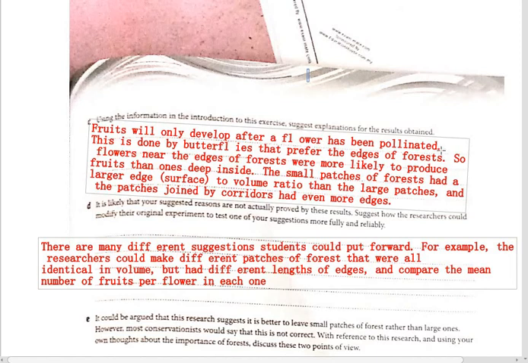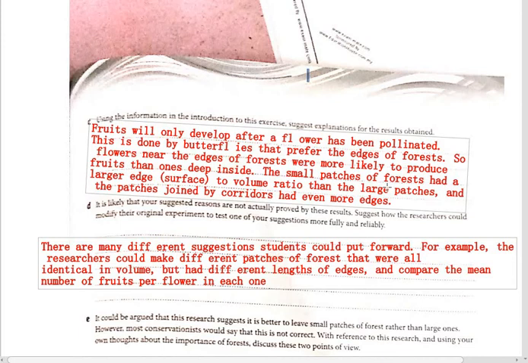Pollination happens when an agent transfers the pollen from the anther to the stigma. So butterflies prefer the edges of forest, so flowers on the edge of the forest are more likely to produce fruits than the ones deep inside, because butterflies don't go deep inside. So the flowers on the edges are more likely to produce more fruits, so more butterflies tend to stay on the edges of the forest.